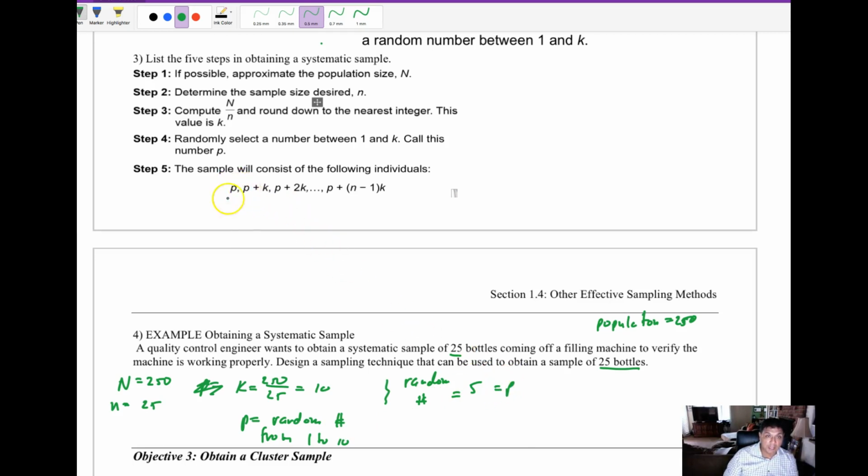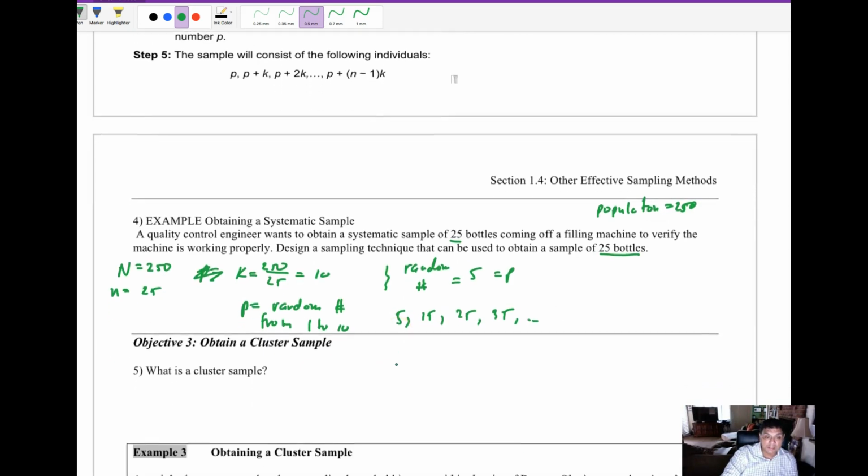Then you start at 5. Your K is 10, so you go to 15. You'll pick the 25th, the 35th, and so on. That's how you would pick the bottles. So that's a systematic process.